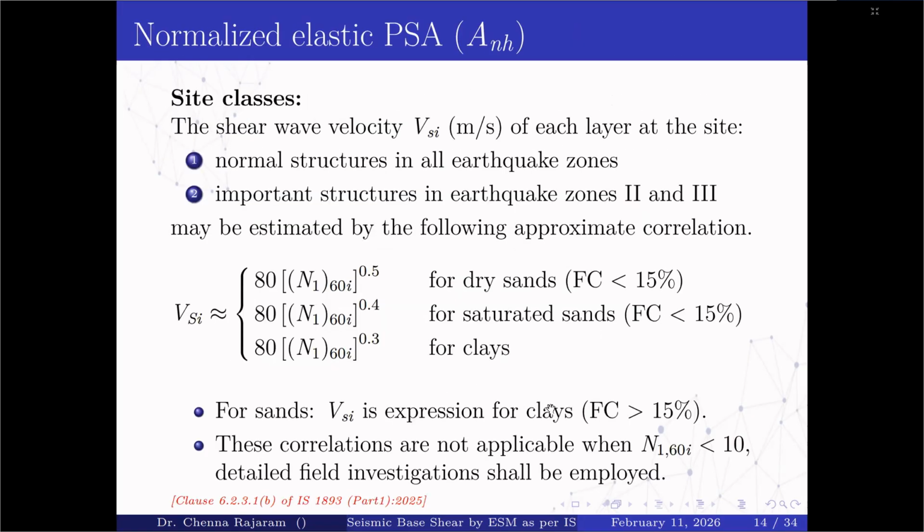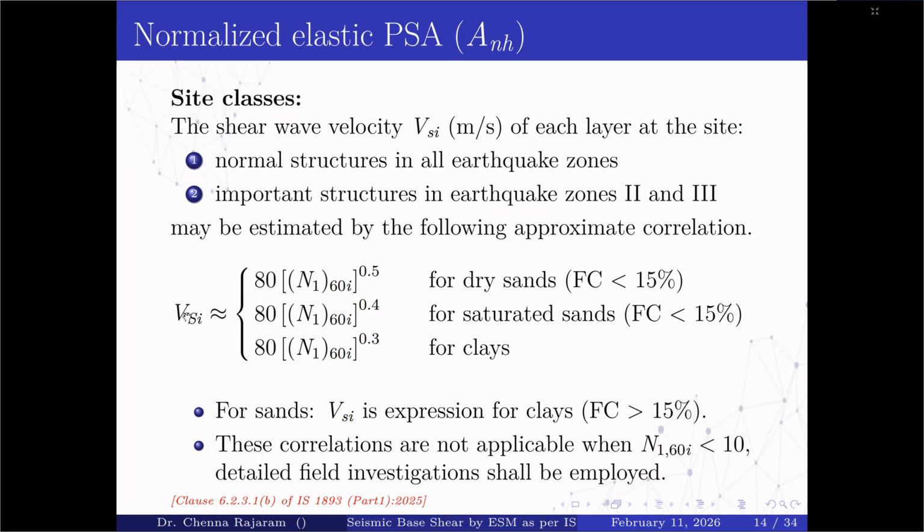Then the next parameter is the normalized elastic pseudo-spectral acceleration. Here, before calculating the parameter, we have to consider the site classes. The shear wave velocity VSI of each layer at the site, for normal structures in all earthquake zones, we have to consider. For important structures in earthquake zones 2 and 3, we have to consider the shear wave velocity.